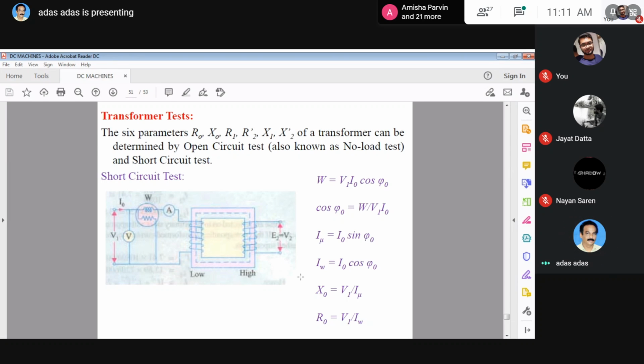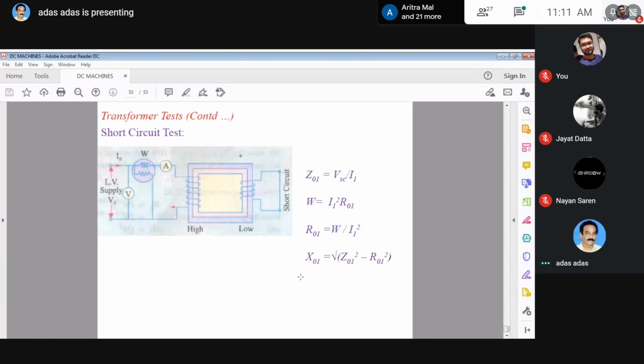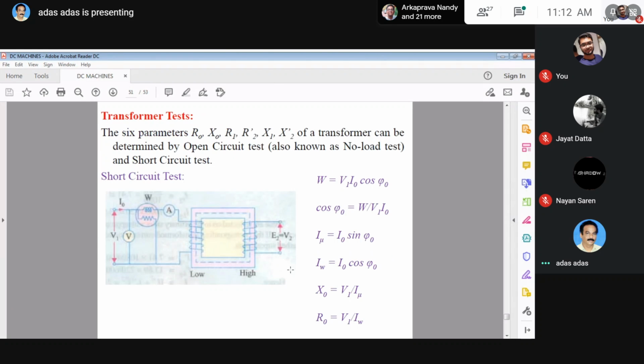Now, two tests are there. One is the short circuit test, another is the open circuit test. Okay, this is not the short circuit test. This is the open circuit test or no load test. Two tests are there: open circuit test and short circuit test. Now first come to the open circuit test, from where we get the exciting circuit parameters.